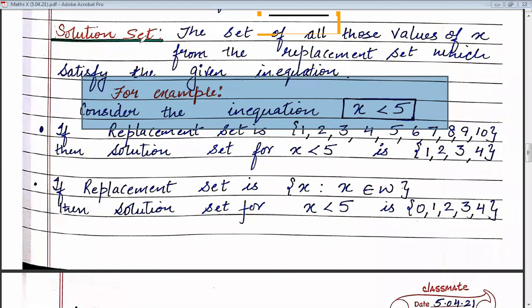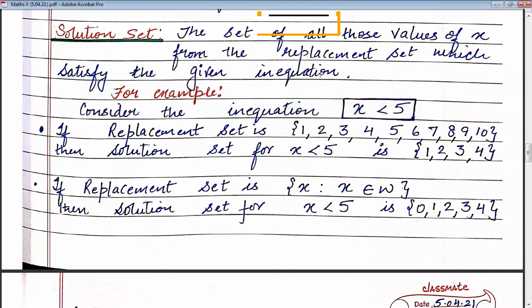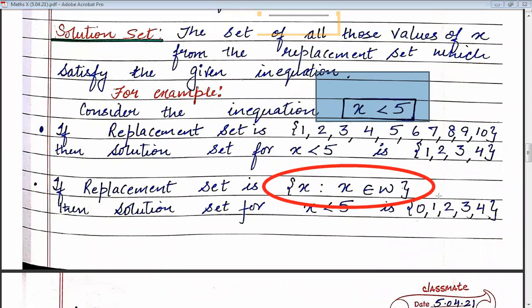Now you have the same linear inequation, that is x less than 5. Okay, and now your replacement set in this case is x such that x belongs to whole numbers. So now, children, can you tell me what will be the values in the replacement set? Means x such that x belongs to whole numbers. So it will be 0, 1, 2, 3, 4, 5, 6, and so on.